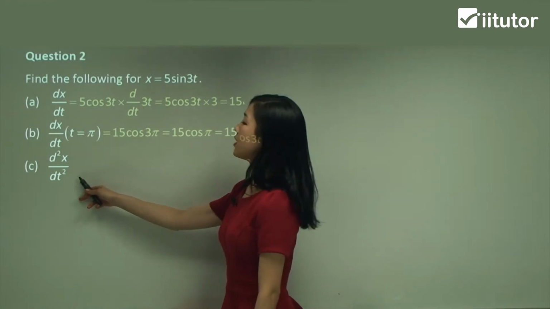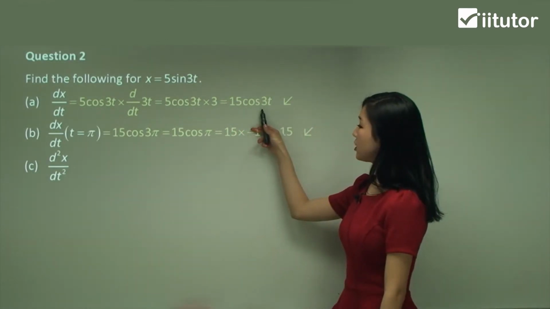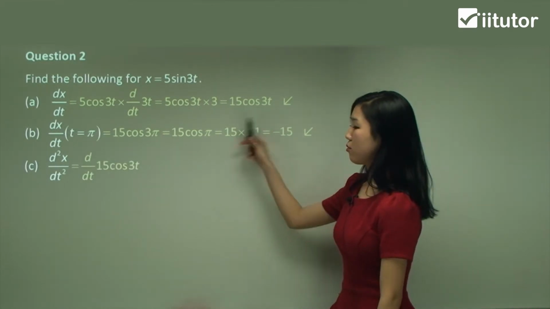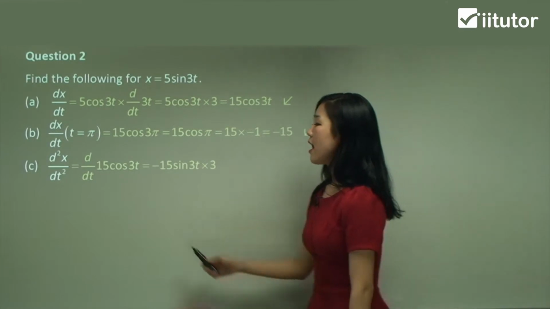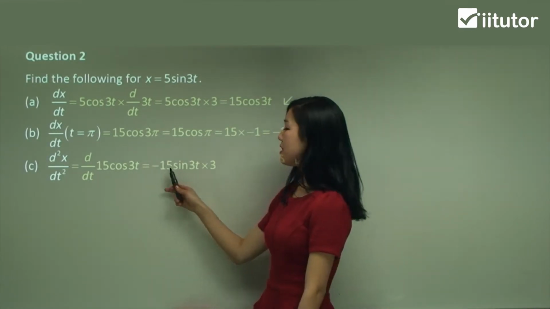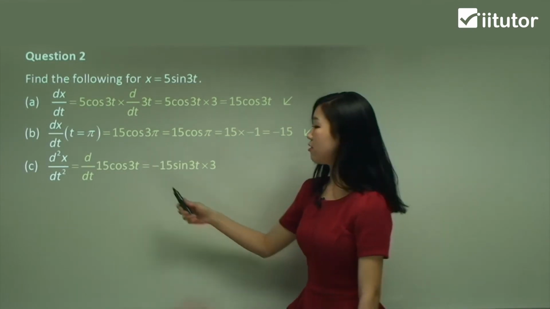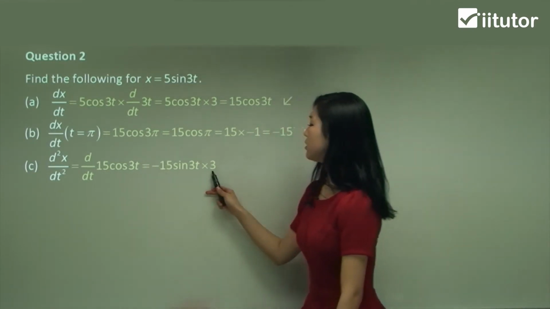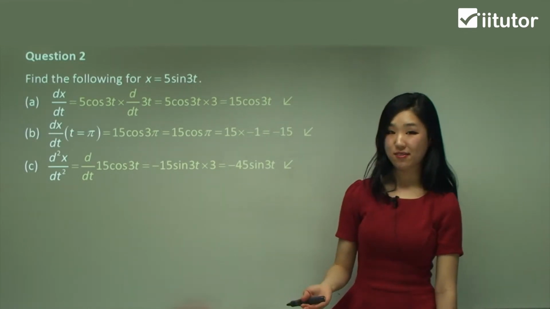Okay? And then C, okay, double differentiate. So that means we're going to differentiate the dx on dt one more time. So differentiate this again. That's what it means here. And you know that differentiate of cos is negative sine. And then make sure you use the chain rule again to differentiate that input.